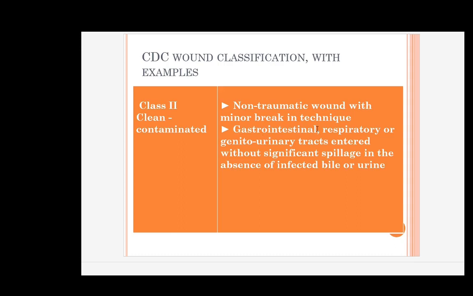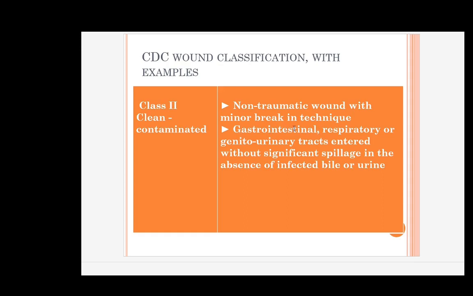The gastrointestinal tract, respiratory tract, or the genitourinary tracts are entered. That means, let's say in this case, I am doing a gastrectomy. So in gastrectomy, I'll be cutting the stomach. But what I would have done is, before the operation, I would have done what is called pre-operative preparation. In that, I would have given a stomach wash to this patient.